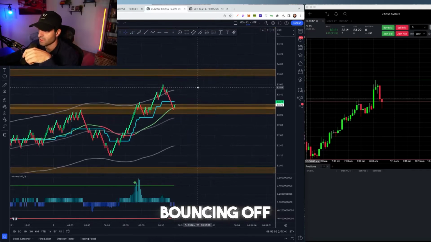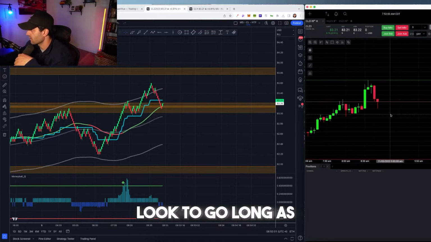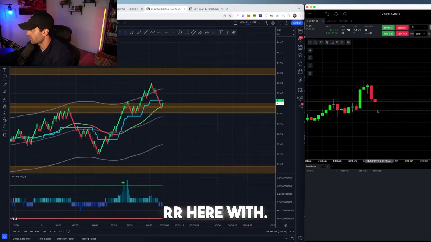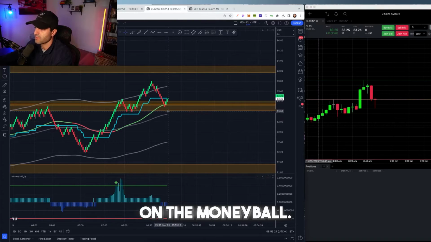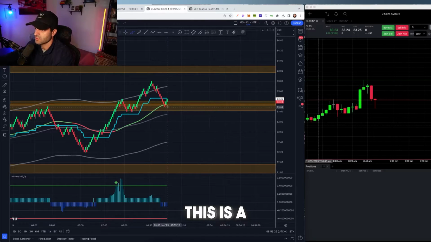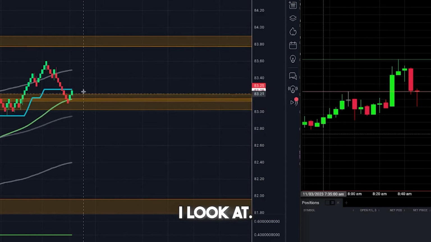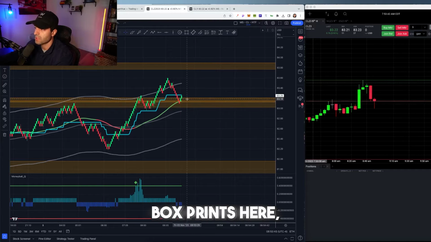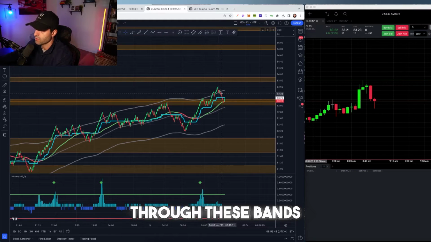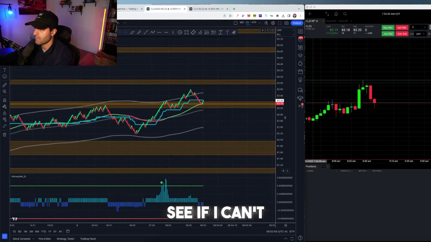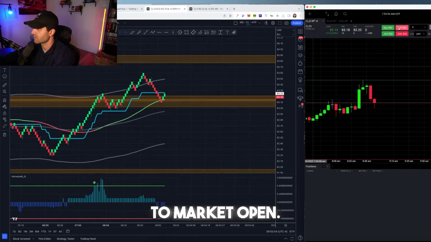As you can see, we're already bouncing off of this QBands trend line here. Might look to go long as this is a pretty decent RR here, with, I'd put my stops just below. So did just get a flip here on the money ball. So we'll see if this is a push up here into the QWave and then back down, because that's also a strategy I look at. So if we maybe get 1-2 box prints here, I'll look to play a little retracement back through these bands. See if I can pick up some ticks to start the morning. We're about 30 minutes to market open.